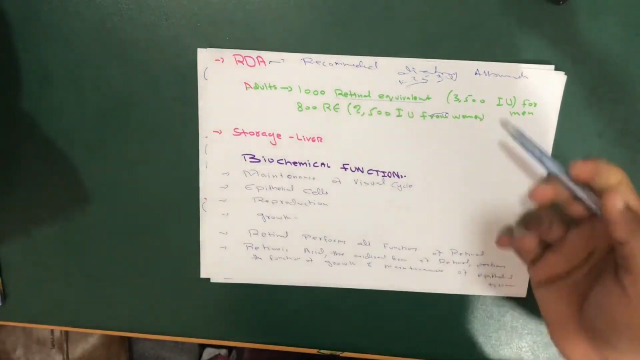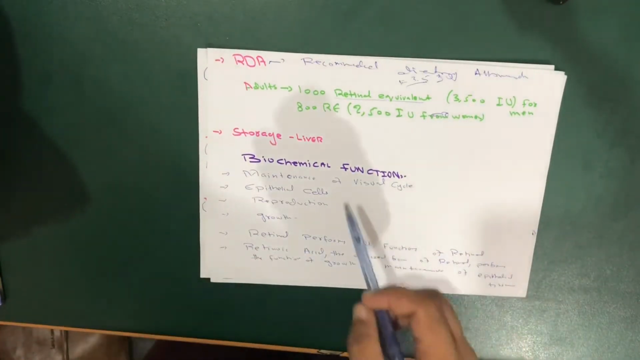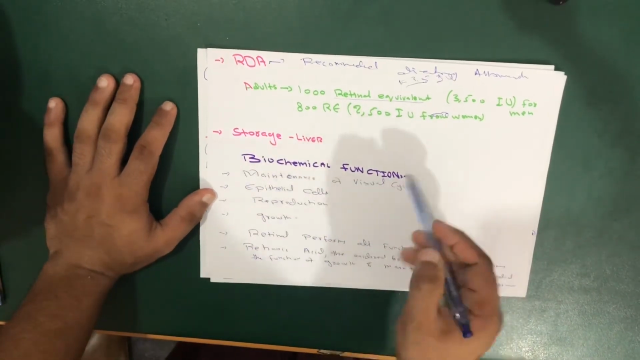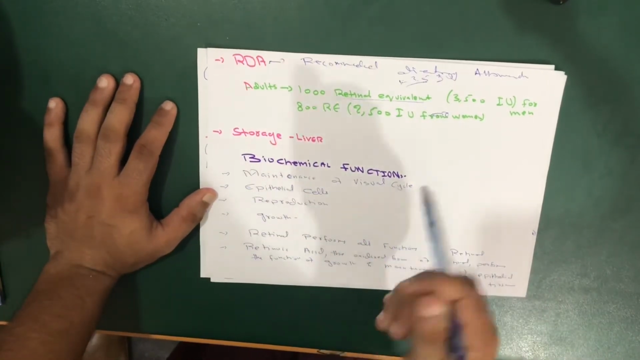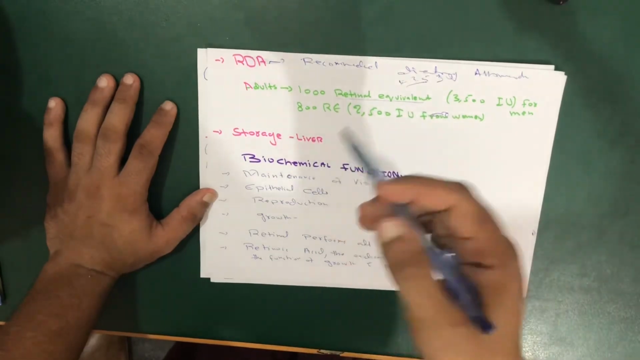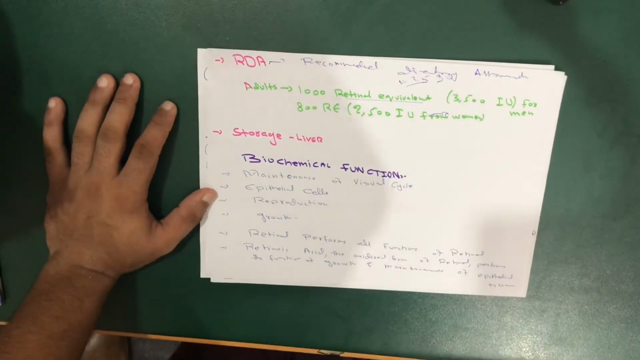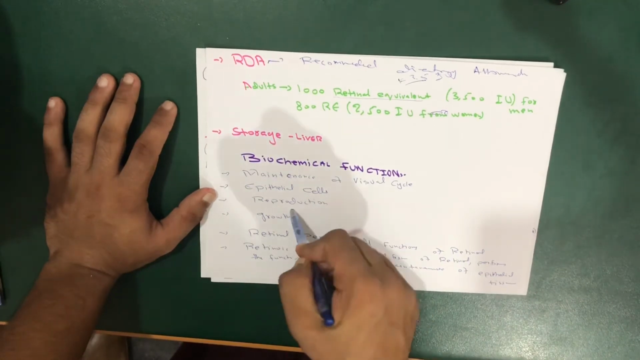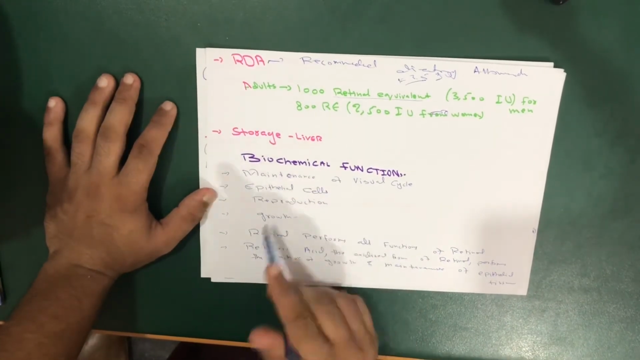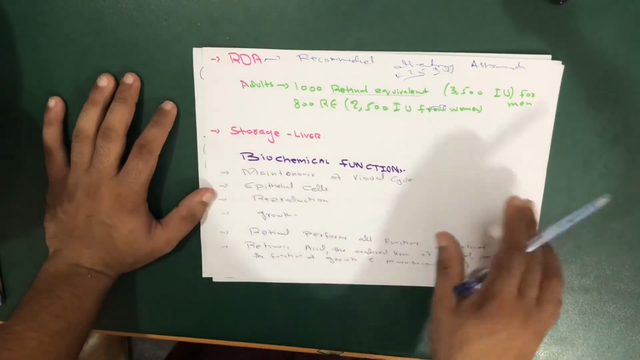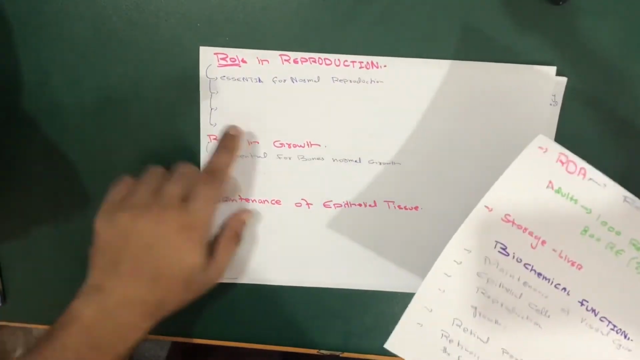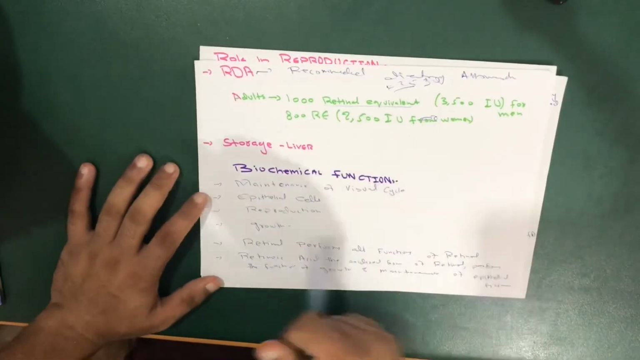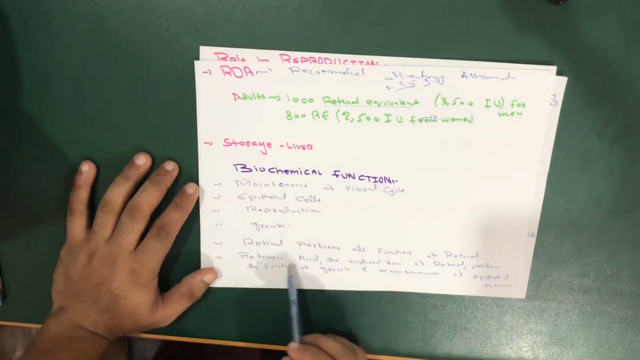Now let's talk about the biochemical functions. This is just a brief review of the biochemical functions. In the biochemical functions, we have got that it maintains the visual cycle, which we're also going to discuss in detail. It helps in epithelial cells, and reproduction, main thing. It helps a lot in reproduction. We're going to discuss the role in reproduction and the role in growth and maintenance of epithelial tissue in just a bit, but this is just an overview regarding the biochemical functions.